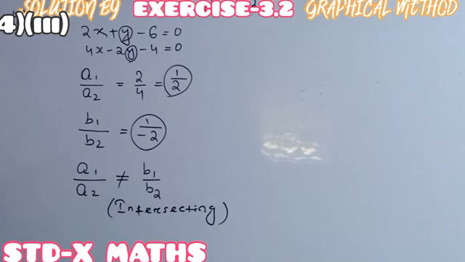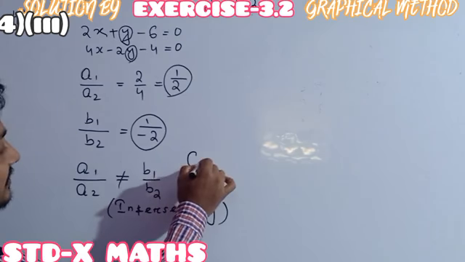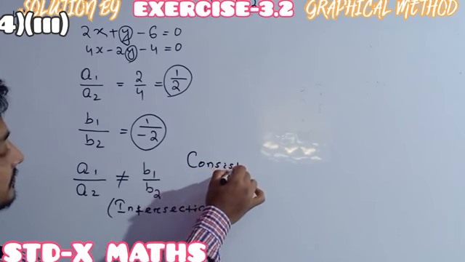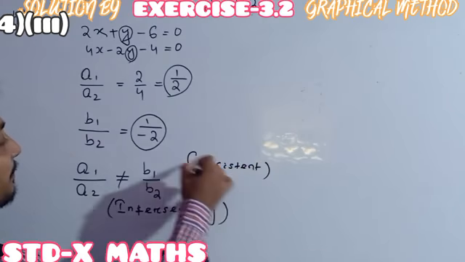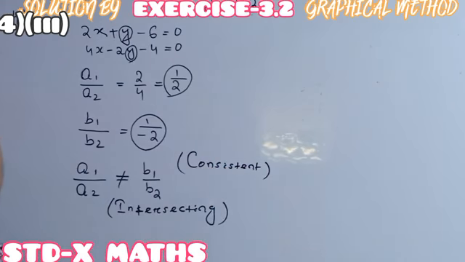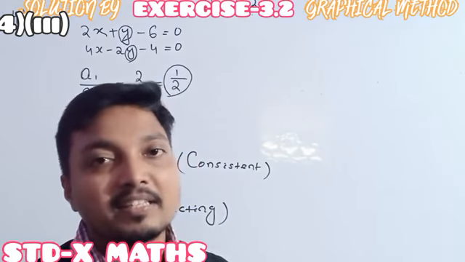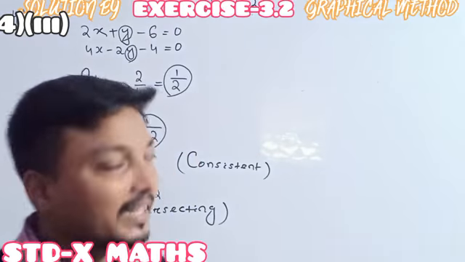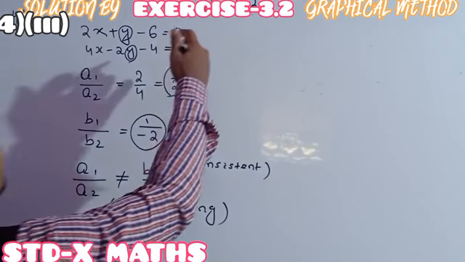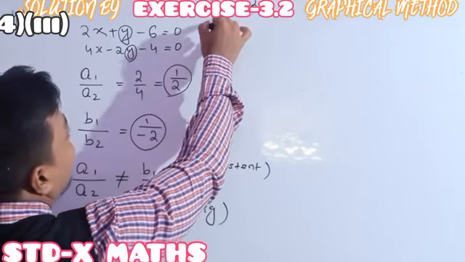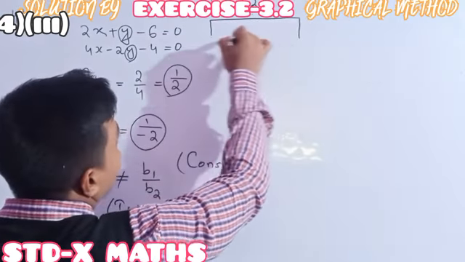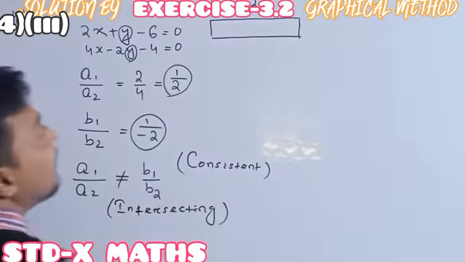Whenever the graphical representation shows the lines intersecting, it means the pair of linear equations is consistent. Since the pair of linear equations is consistent, we have to do the graphical representation to find its solution. To do the graphical representation, we must first formulate the table.